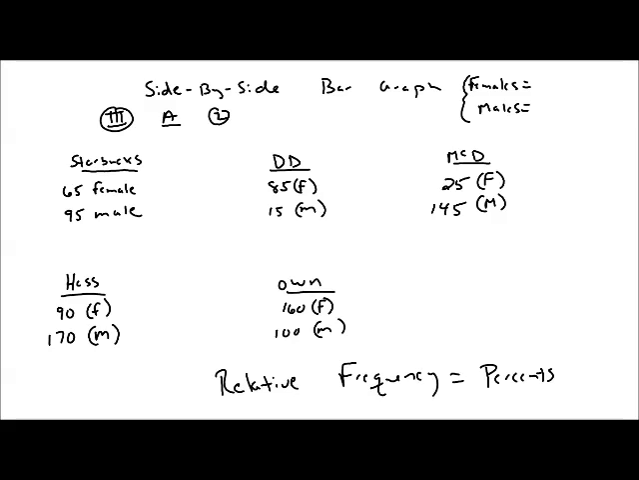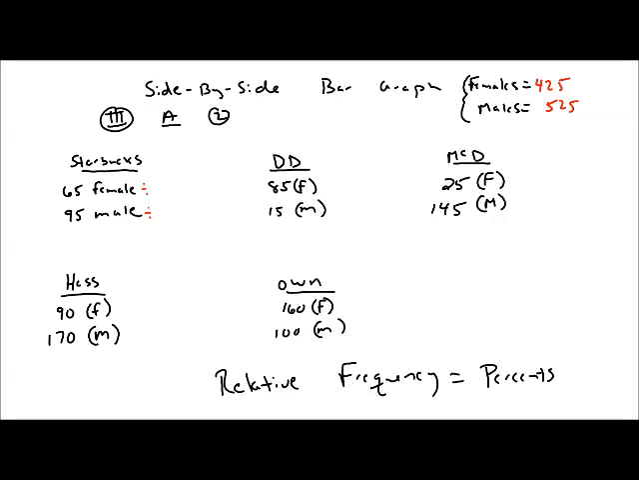So I'm going to add up all the females. 65 plus 85 plus 25 plus 90 plus 160. Okay. And I get 425. I'm going to add up all the males. 95 plus 15 plus 145 plus 170 plus 100. And I get 525. So how do we make percents? I think most of us know how to do that. If not, well, just take your count and divide by how many there are total in that group.